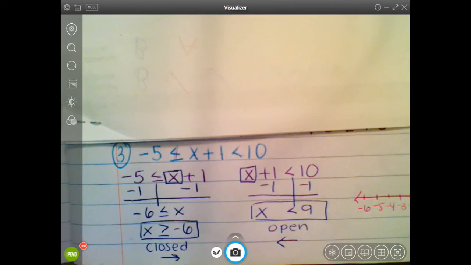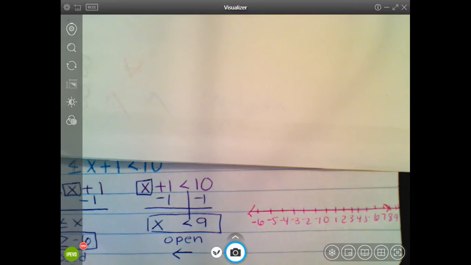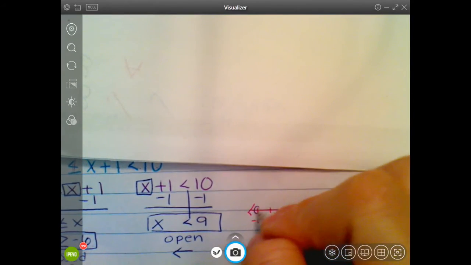And I had a hard time fitting it, as you can see. That's okay. All right. Oops, you can't even see mine. So I had to squeeze it in there. So now I'm just going to go to 9, and it's open, and it's going to go to the left, and the negative 6 is closed, and it goes to the right.